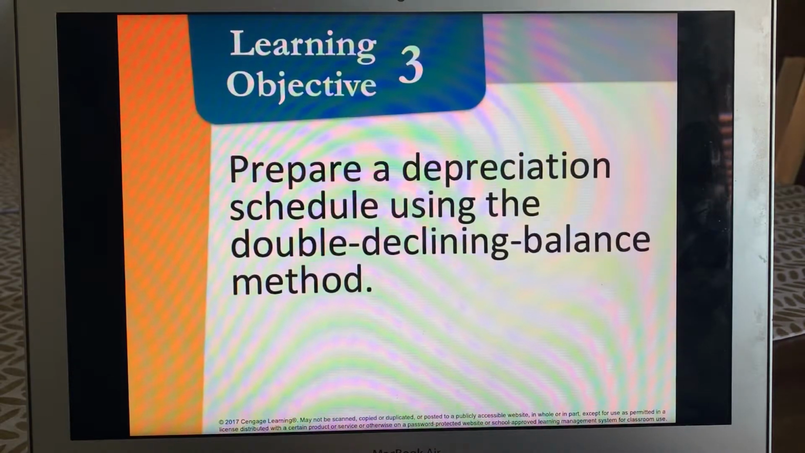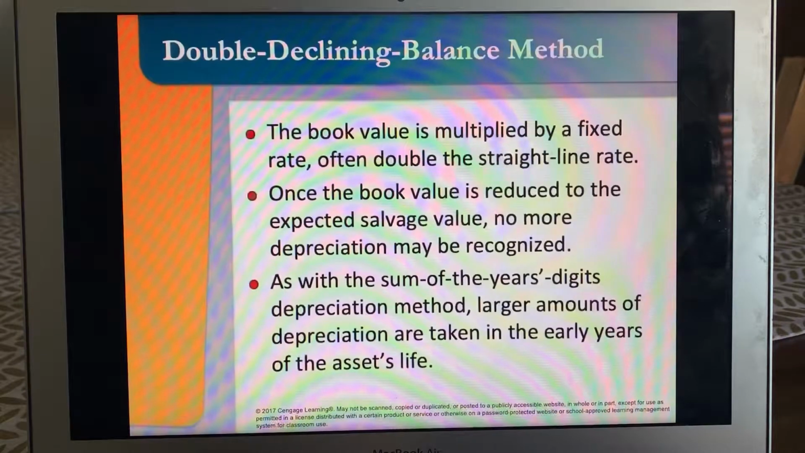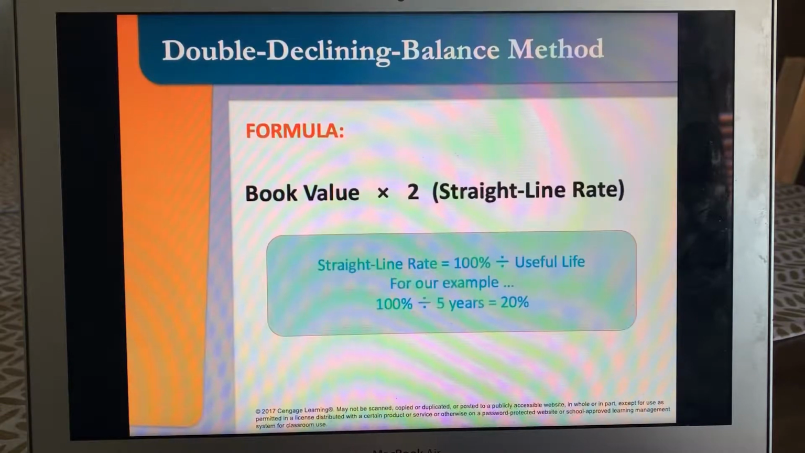Next one, it says prepare a depreciation schedule using the double declining balance method. The book value is multiplied by a fixed rate, often double the straight line rate. Once the book value is reduced to the expected salvage value, no more depreciation may be recognized. As with the sum of all years digits depreciation method, larger amounts of depreciation are taken in the early years of the asset's life. So here's the example, book value times 2 times straight line rate.